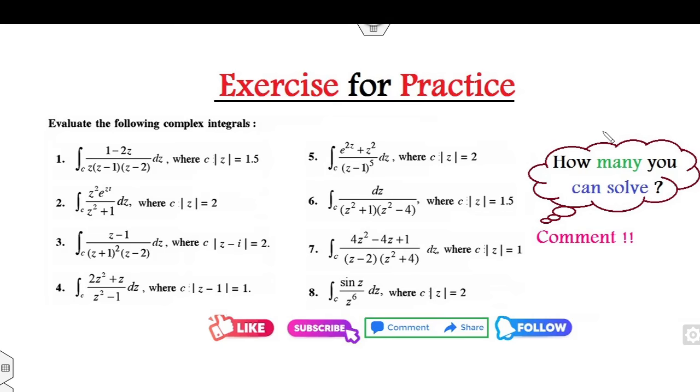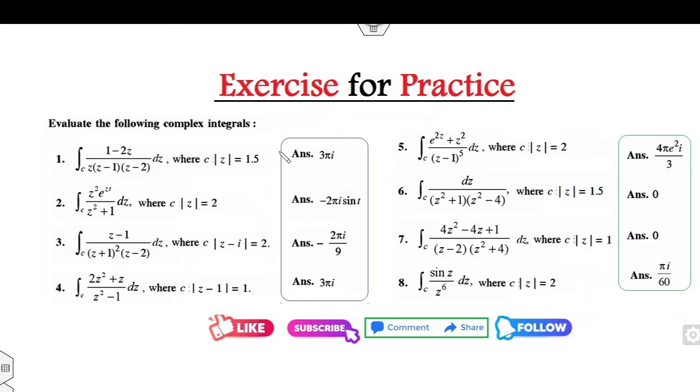Okay, so let me know how many of you can solve these 8 problems. These are an exercise for you. And let me know in the comment box how many you can solve. After solving, you can verify your answers. Also, you can send your answer in the comment box whether you obtain the same answers or not.